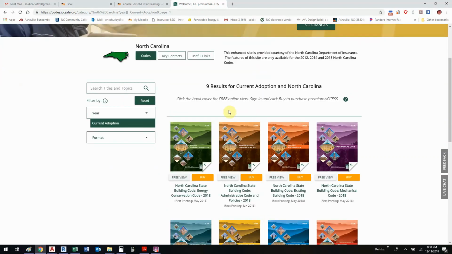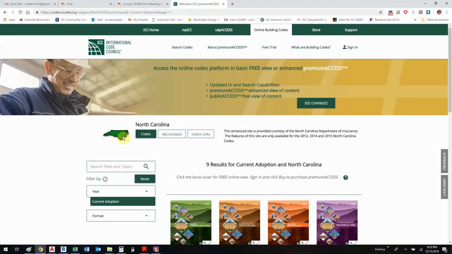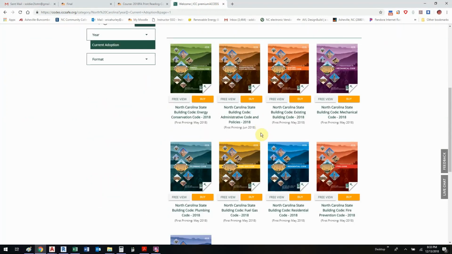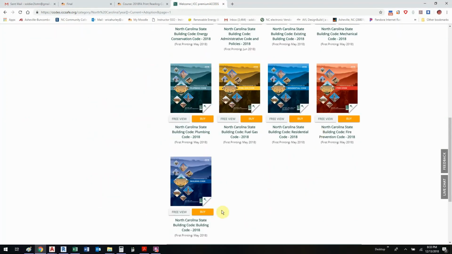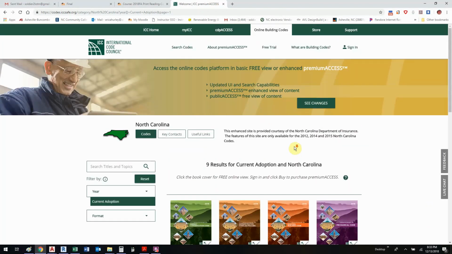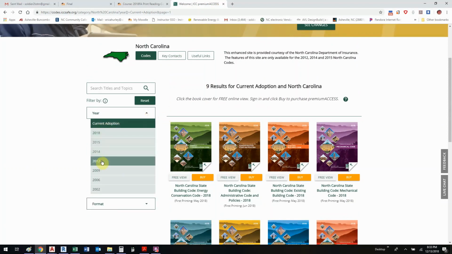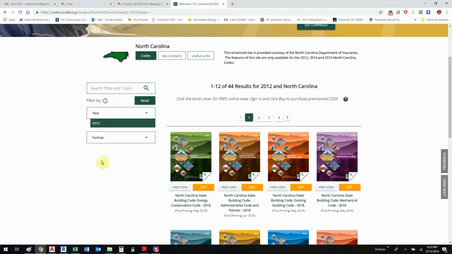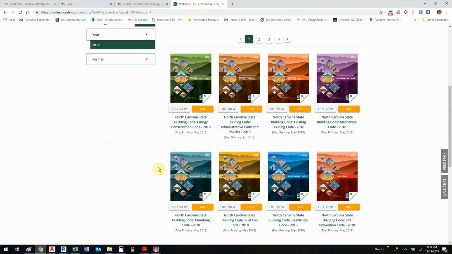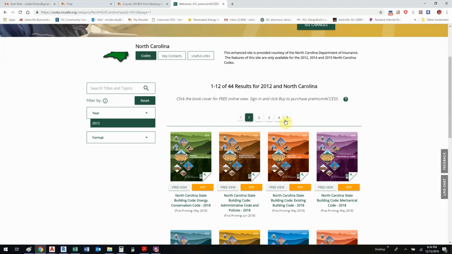But anyway, I just hit the state of North Carolina on that map, and it pulled up all of these here, and we want residential. This is 2018, and it says current adoption, but that is not true. We have not adopted 2018 yet. So I'm going to go back to 2012.